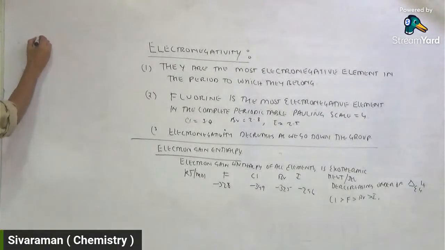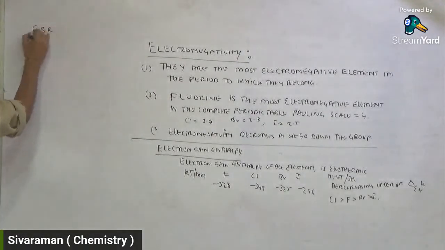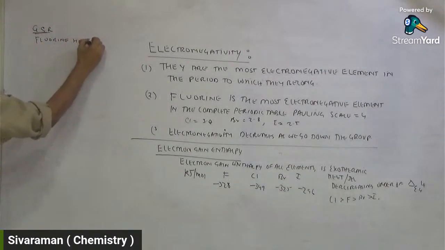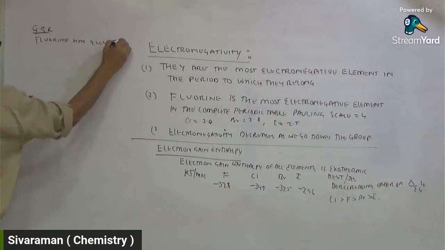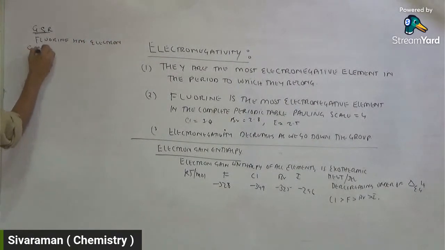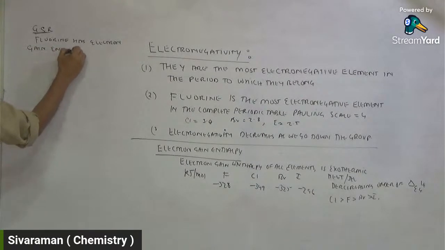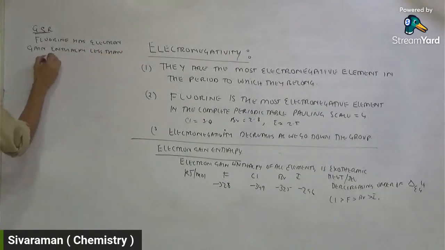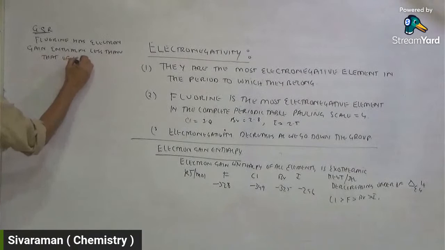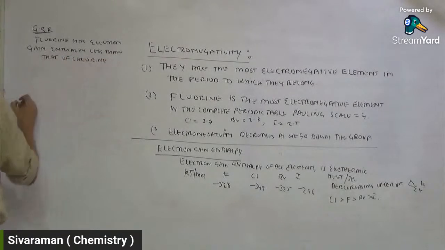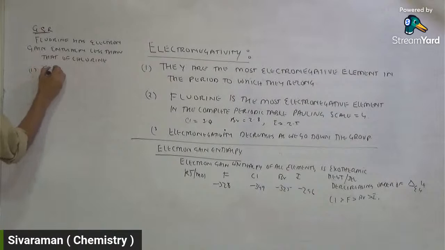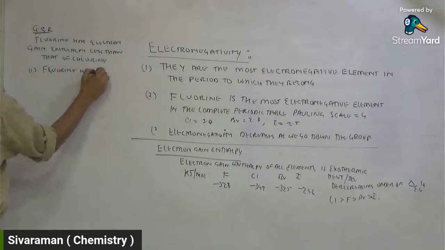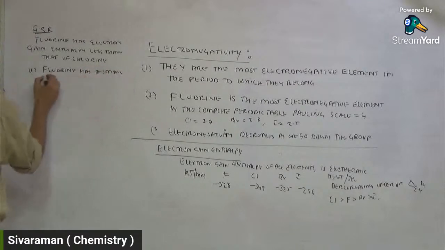So give GSR, give scientific reason. Fluorine has electron gain enthalpy less than that of chlorine. So it's anomalous behavior. Why? The answer is, first of all, fluorine has a small atomic size.